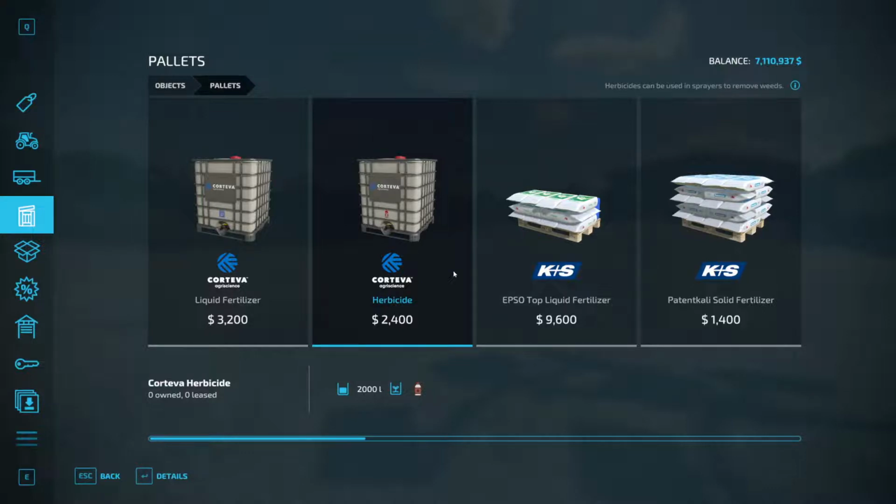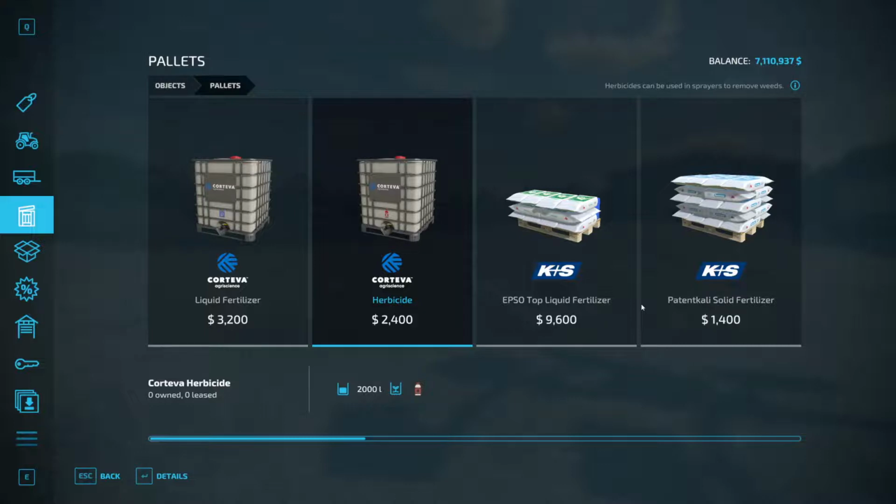Let's check herbicide. Herbicide has, where is it here? An economy price per liter of 1.2. So 2,000 times 1.2 equals 2,400. Boom. There's the answer. The base game price is $1 per liter, and then the other multipliers factor in. Make sense?